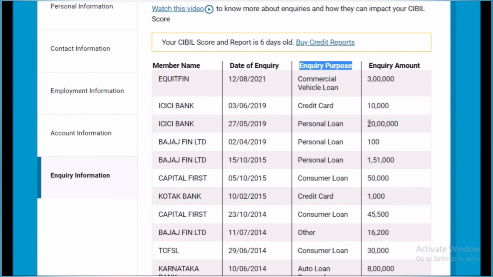The third column will have the enquiry purpose. This will show what type of credit account you have applied for. The last one is the enquiry amount. This shows the value of the credit that you have applied for. With all this, you now know how to read a credit report.